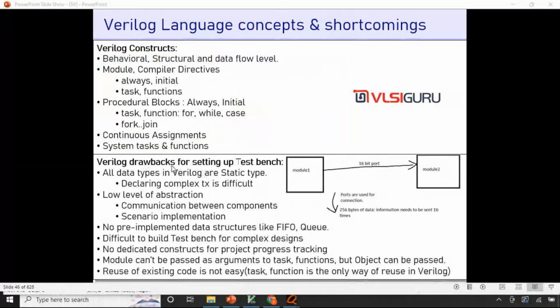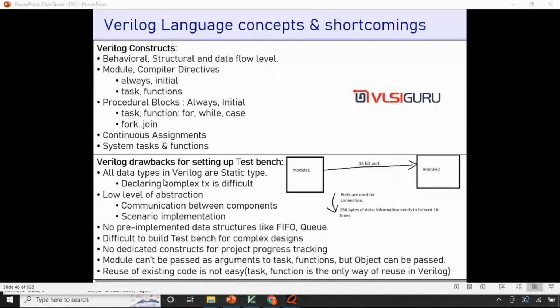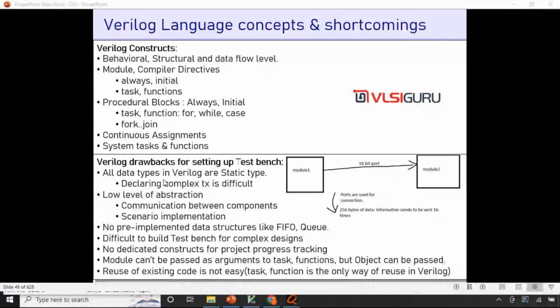Verilog has a lot of drawbacks in setting up the test bench. What are the drawbacks? First drawback is what? All data types are static type. I told you what is static and dynamic, right? So which one is better? Dynamic. Dynamic is memory efficient. Let's say you have only 5 people coming in, you don't need 30 chairs. Only get 5 chairs. That is efficient, right? Efficient way of utilizing the chairs. Now, chairs in our system is memory space.